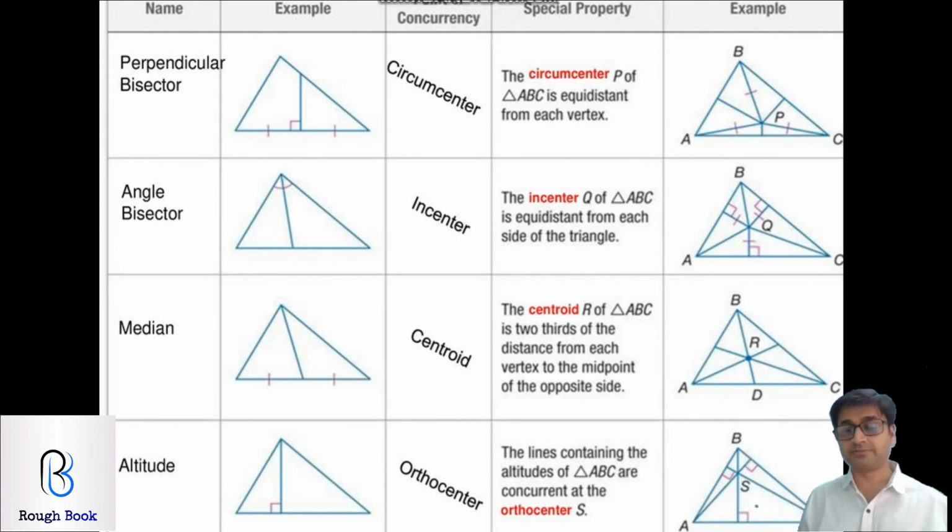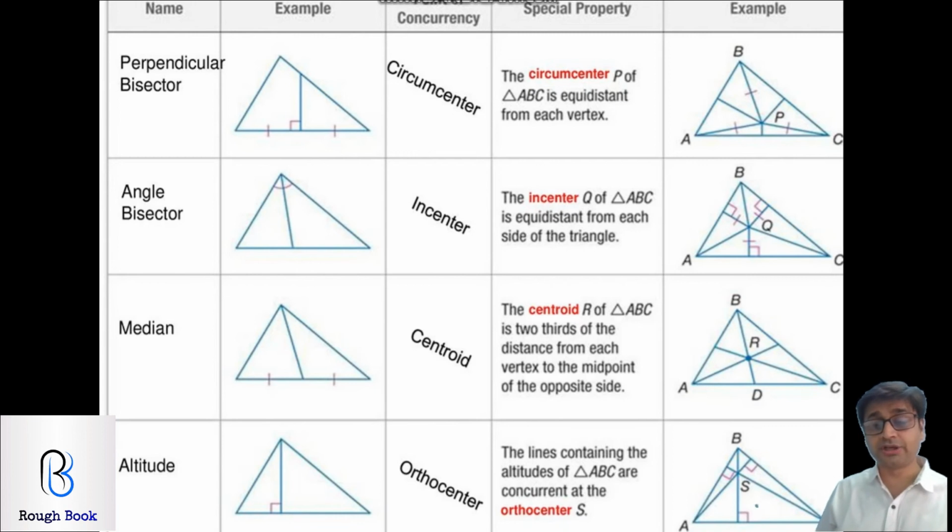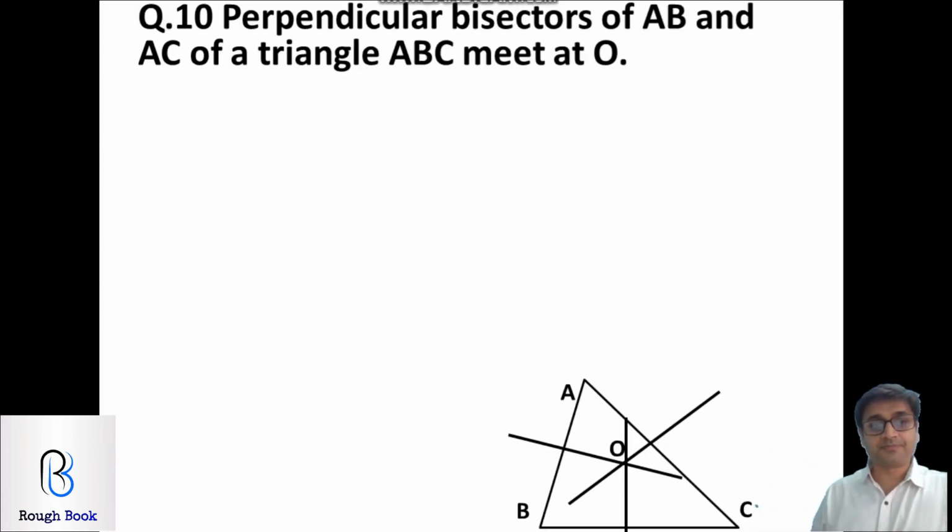And the last one is your altitude. Altitude is the perpendicular drawn from the vertex to the opposite side. So when you draw three altitudes, the point where they meet, right over here, this point S, is called the orthocenter. Orthocenter. So I thought I'll pass on this piece of information to you before we start with sum number 10. So here we go with sum number 10.